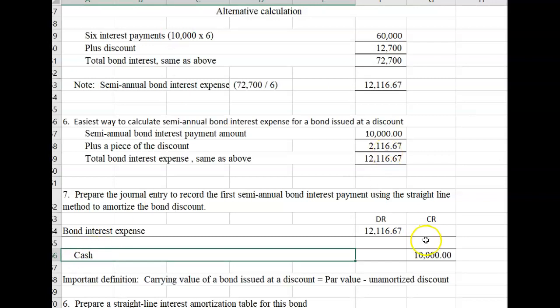But the journal entry, as you can see, is not in balance. We need to credit something for the difference between the expense and the actual payment. And that difference, of course, is $2,116.67. And what we're going to credit is that contra liability account, discount on bonds payable.